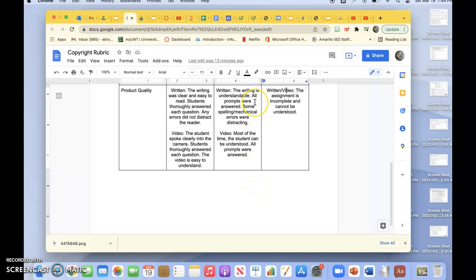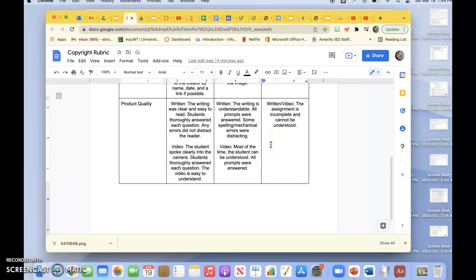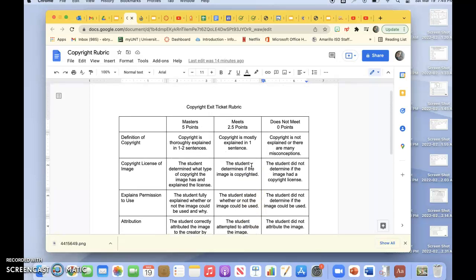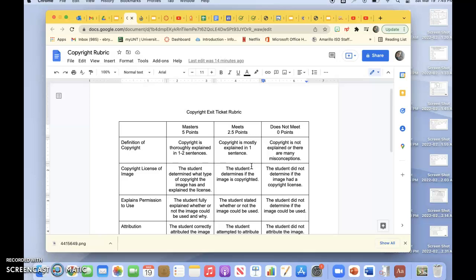Meets is just a step below that. The writing is mostly understandable. They answered all the questions, even if they weren't thoroughly, they attempted to. And there might be some distraction due to spelling and mechanical errors that make it a little bit difficult to read. On the video, most of the time the students can be understood and all the prompts were answered. And then does not meet is if they did not complete the assignment or they can't be understood. It's clear that they did not understand what was going on. So that is the rubric that I'll use to give feedback to the students to help me see on what level they understood the copyright principles we went over.